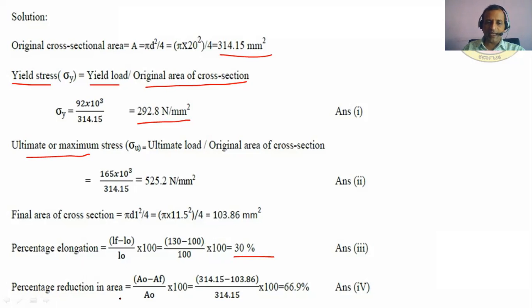Percentage reduction in area is A0 minus AF divided by A0 into 100. A0 is the original cross-sectional area, AF is the final. So 314.15 is the original cross-sectional area minus 103.86, the final cross-sectional area after breaking, divided by 314.15 into 100 is equal to 66.9%. This 66.9% is the percentage reduction in area, which is what he asked in the problem.